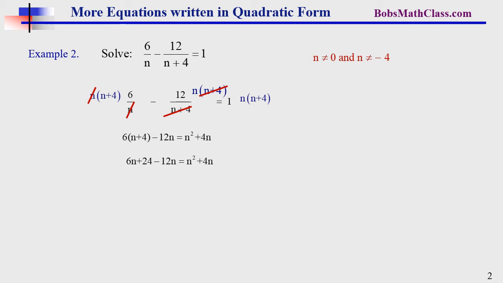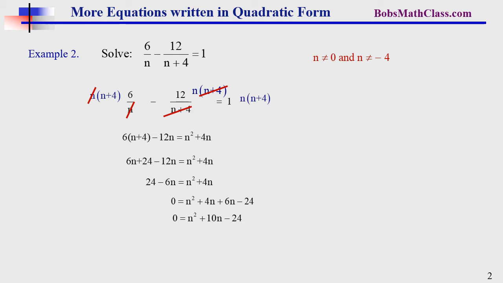Okay, now we need to get 0 on one side. So combine like terms first. On the left side, the 6n and negative 12n combine to equal a negative 6n. So now bring the 6n to the right-hand side. So if you add 6n to both sides, that's going to give you a 10n on the right-hand side. And then subtract the 24 on both sides. So we get 0 equals n squared plus 10n minus 24.